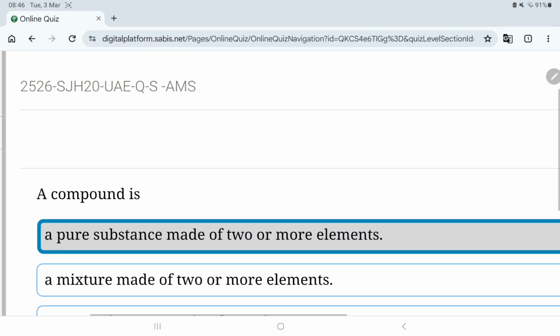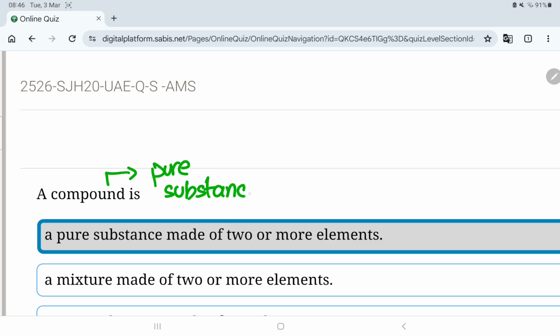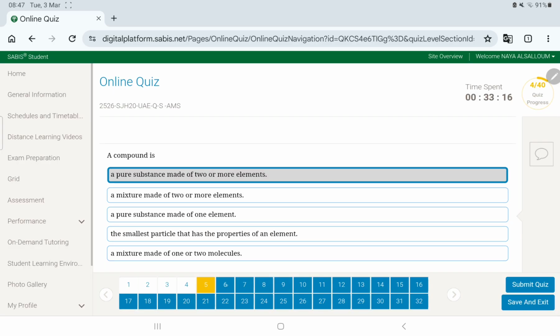Guys, don't get this one confused. When you see compound, directly think pure substance. This is the first thing you think of. The two or more elements, this is the easy part that you should know, but also a pure substance. What's a compound? It's a pure substance with two or more elements. These are just basic definitions you guys need to know, okay?